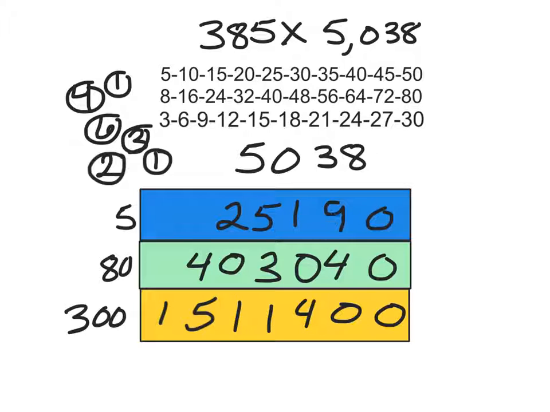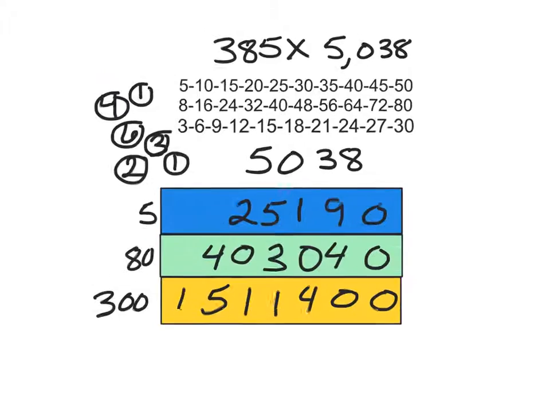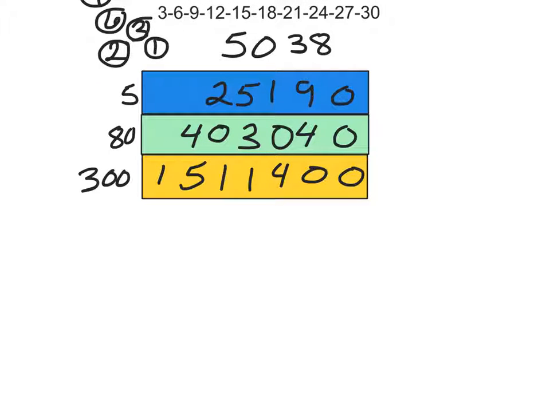Now all we have to do is add these bad boys up, and we will have our final product for this problem. Let's do that right now. 0 and 0 and 0 is 0. 9 plus 4 is 13. Drop your 3, carry your 1. Then I've got 2 here. Plus 4 is going to give me 6.